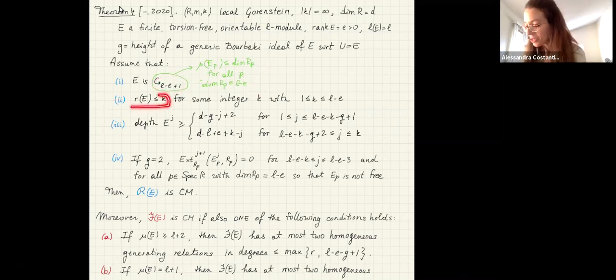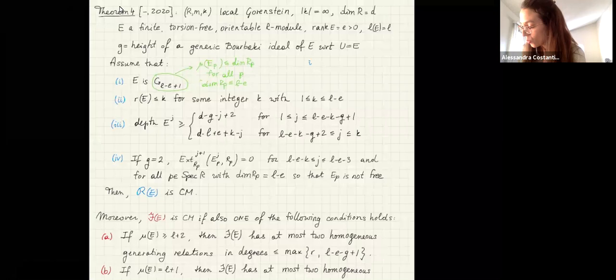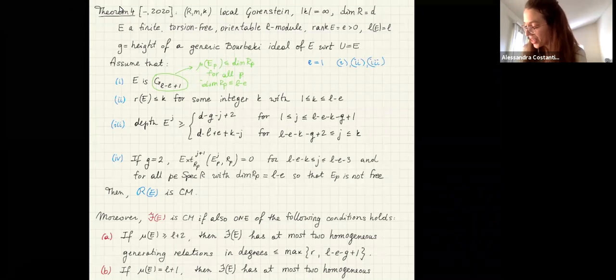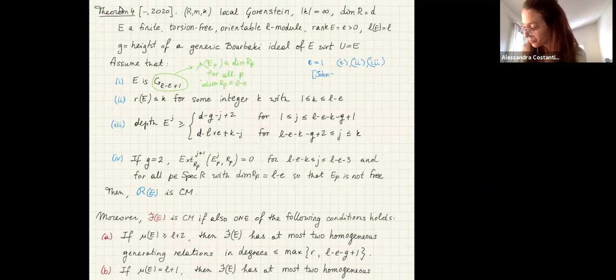Then the assumption on the reduction number is still a very common assumption. Let me say that, in the case of rank 1, if you have assumptions 1, 2, and 3 together, then this is a famous result of Johnson and Ulrich.